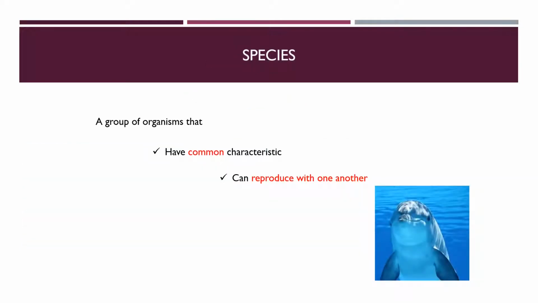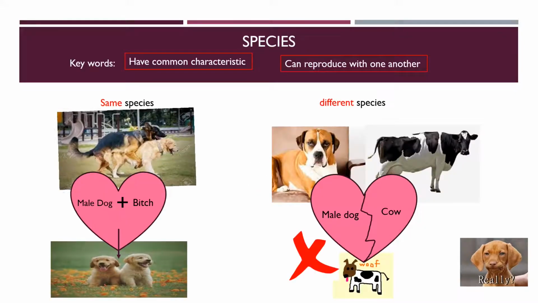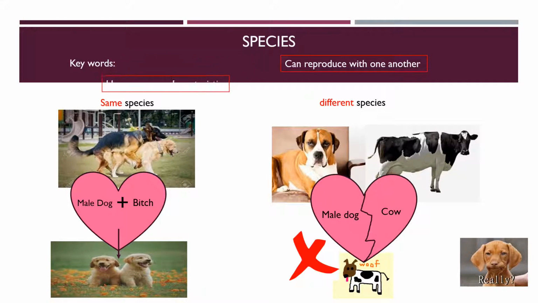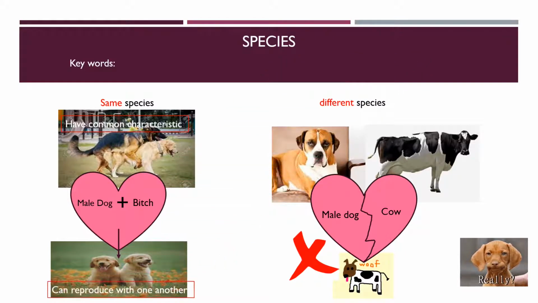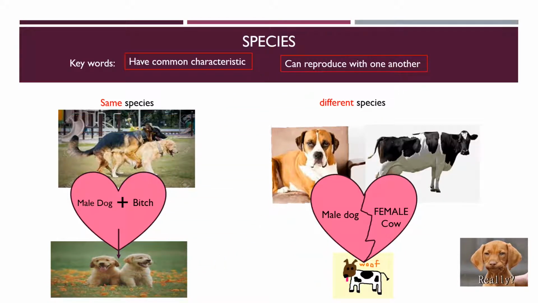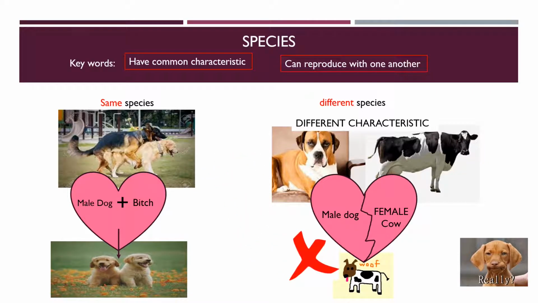Species is a group of organisms that have common characteristics and can reproduce with one another. Example, the male dog and the bitch have common characteristics. They can reproduce with one another. The male dog and the female cow have different characteristics. They cannot reproduce with one another.